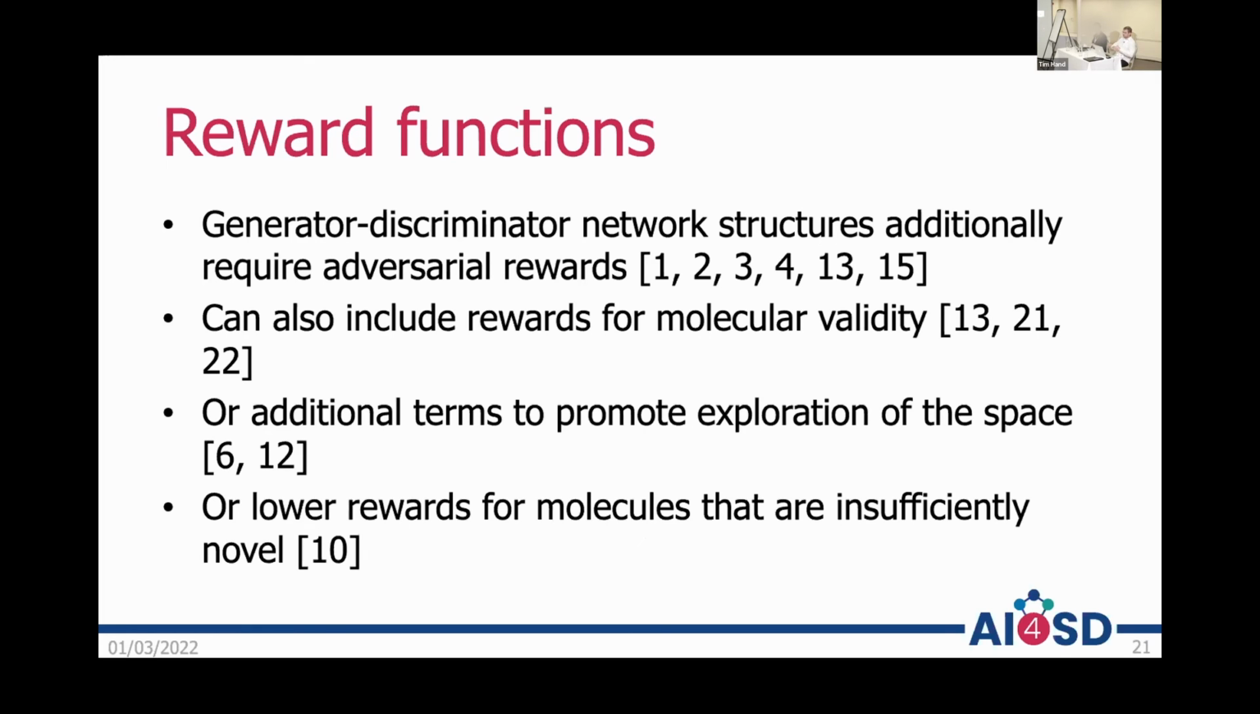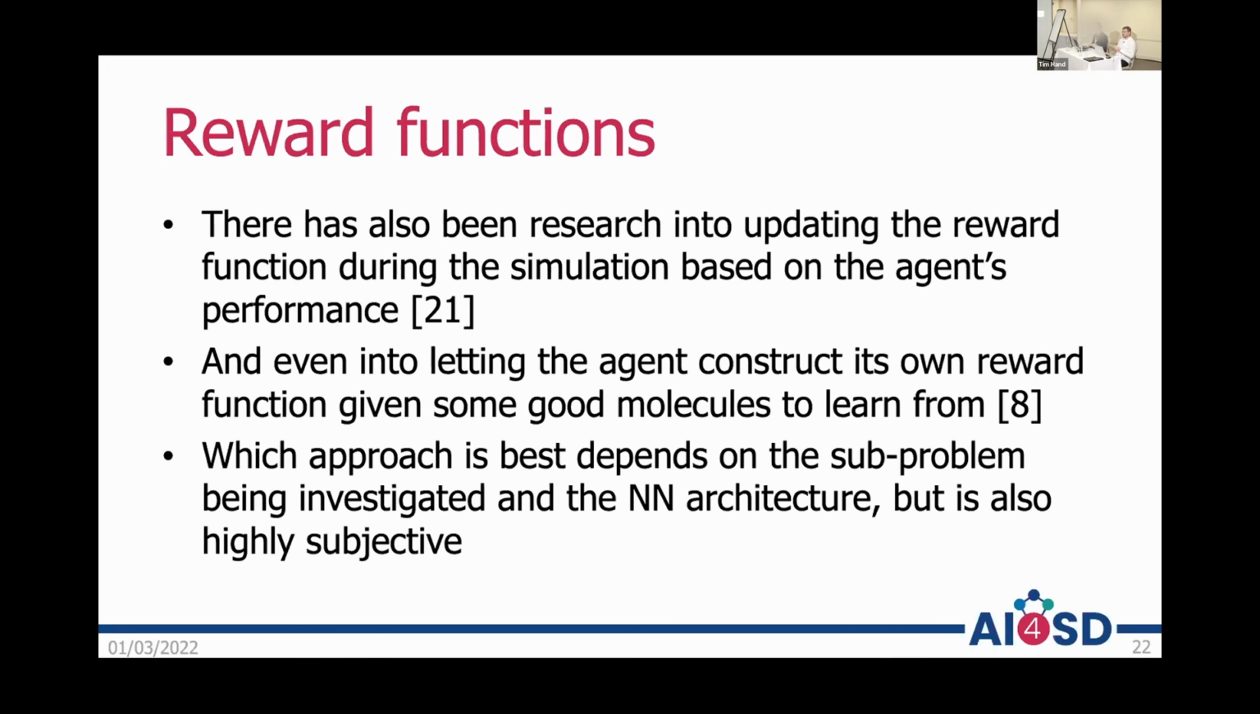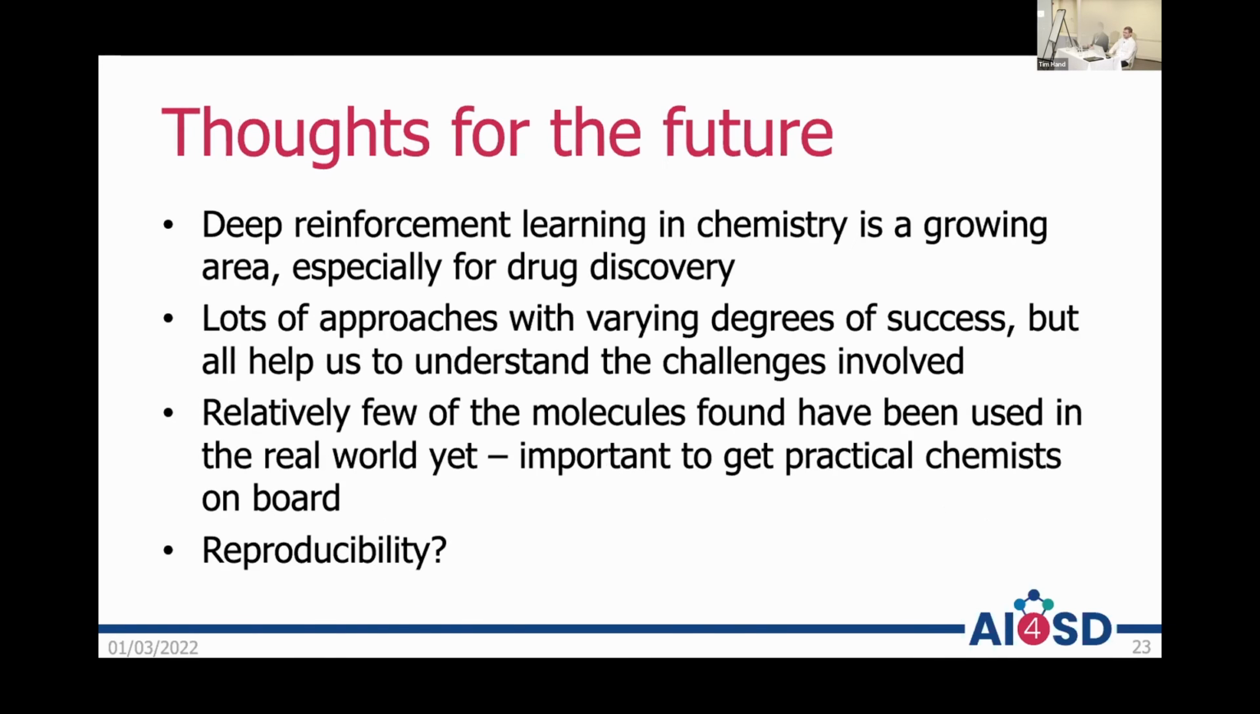There are additional rewards you might want to include to try to improve the efficiency of your agent in finding good actions to take. You can even look at trying to update the reward function as you go, or letting the agent construct its own reward function based on some molecules that are like the sort of things you want to learn about. I'm just going to close with a couple of thoughts for the future.